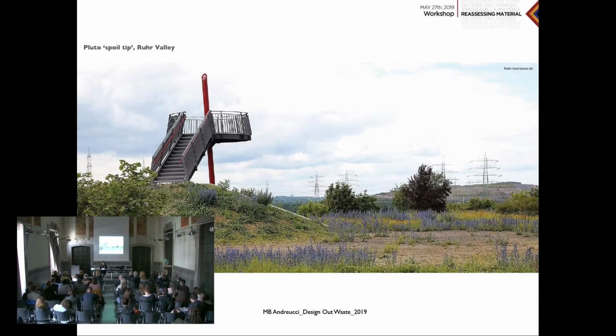This is again in the Ruhr Valley, and I think that this Pluto spoil tip is particularly attractive because it shows how those places can become really a place of enjoyment, giving the people who have to face the stress of the urban built environment the opportunity to enjoy and to have recreational opportunities.